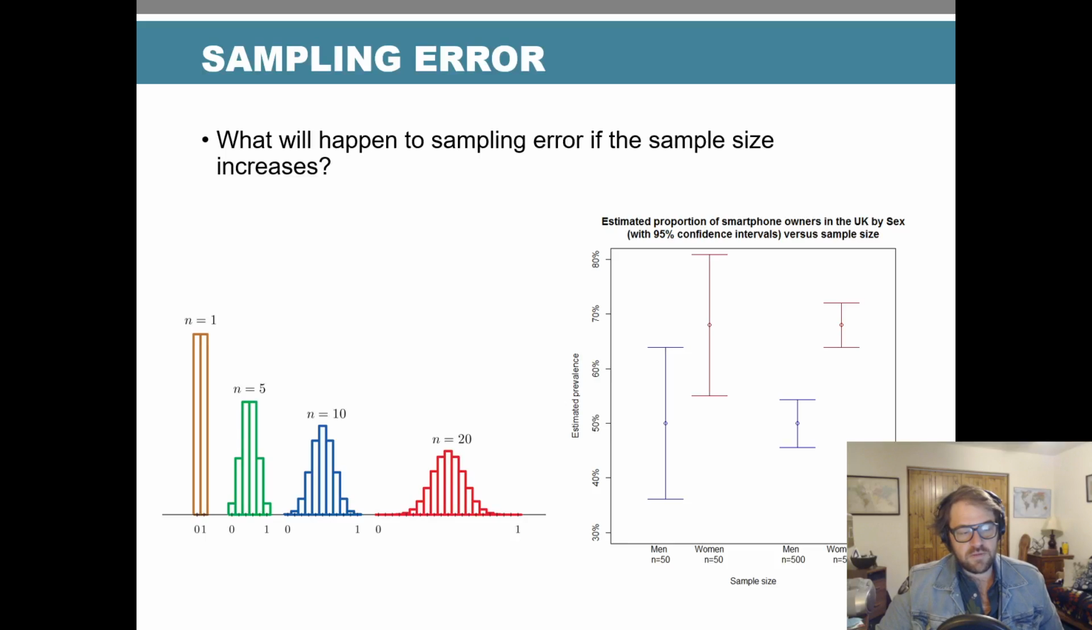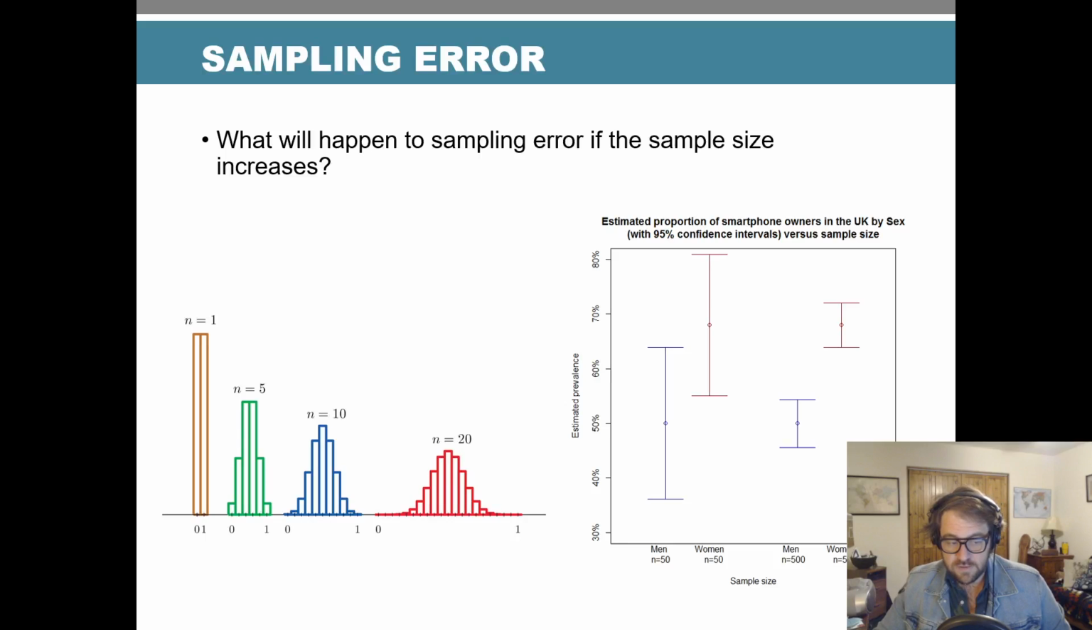What you can see is on the left, this is 50 men and 50 women. Look how large those confidence intervals are. They're huge. In fact, when these bars overlap, you wonder, is there a statistical difference between those two values? It looks like maybe there's not.